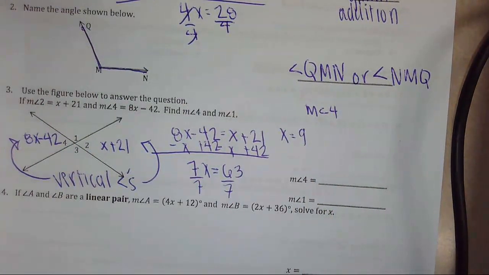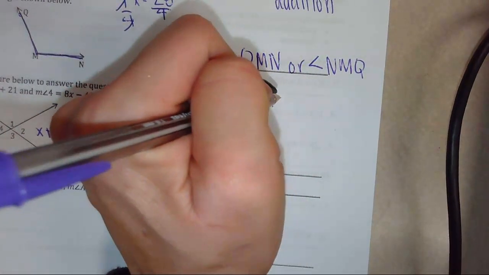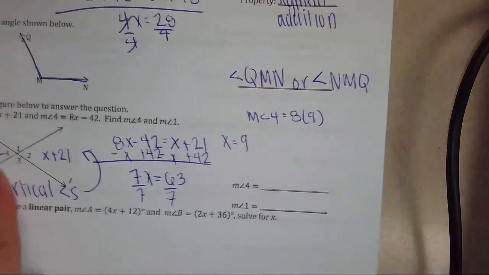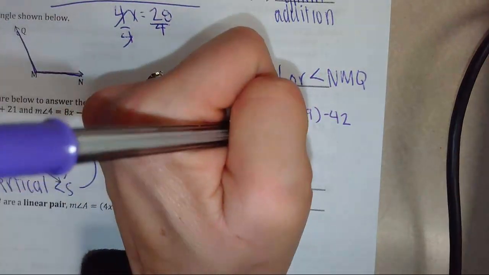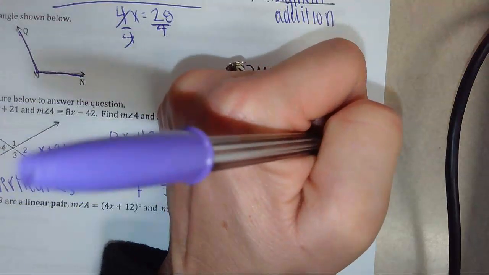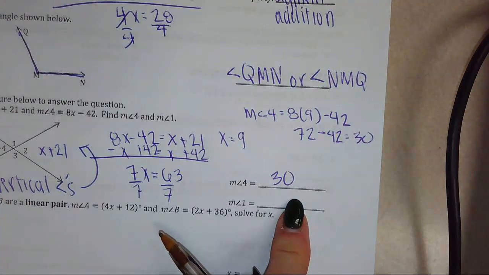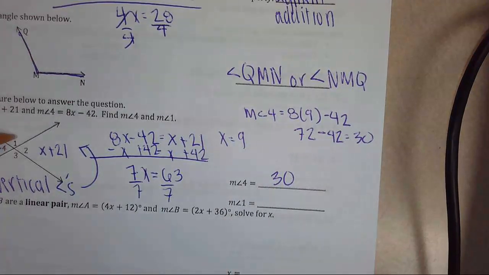But x equals 9, and now I'm going to plug it in for angle 4. So we're going to do 8 times 9, right, using this expression right here, and then minus 42. So 8 times 9 is 72, minus 42 would give me 30. So right here, I get 30 degrees, and it also wants me to solve for angle 1, which is right here. Well, that's a linear pair.